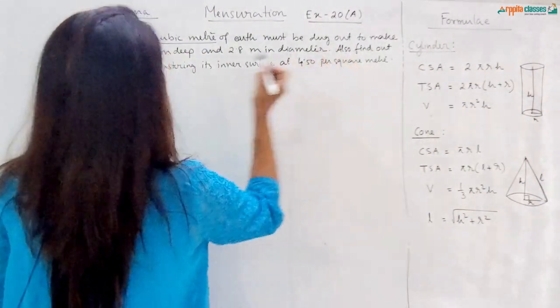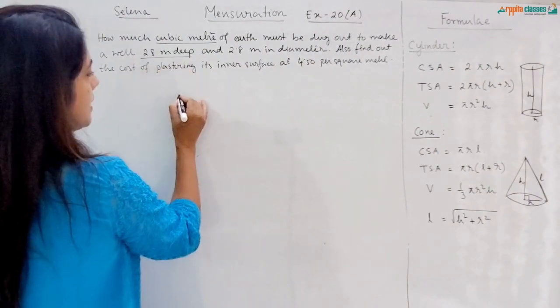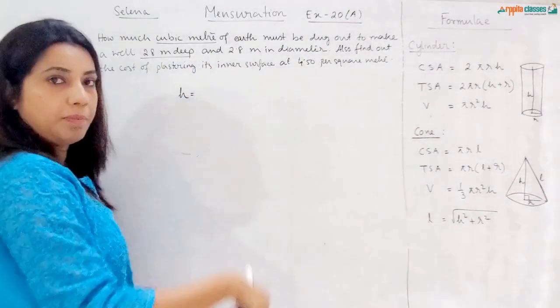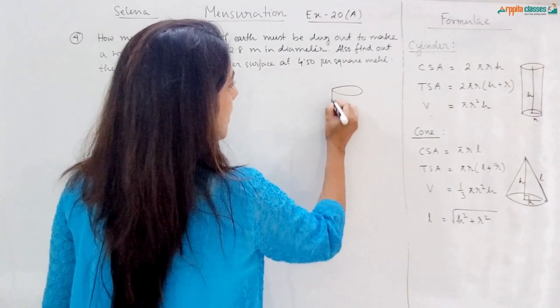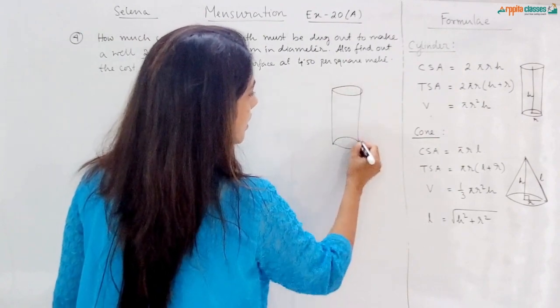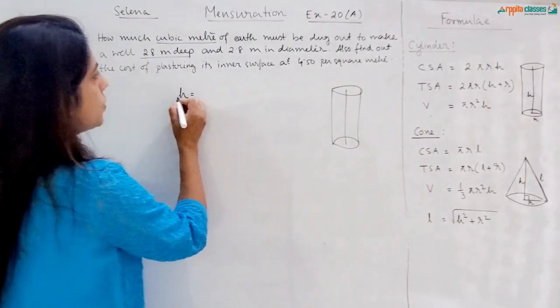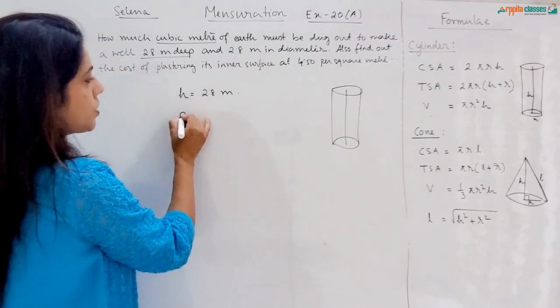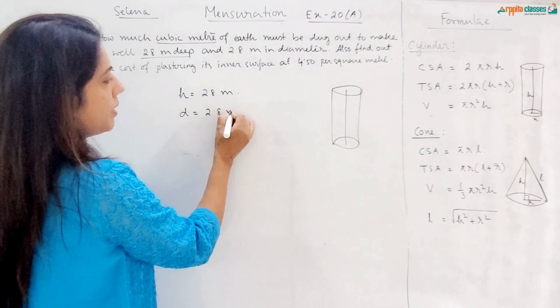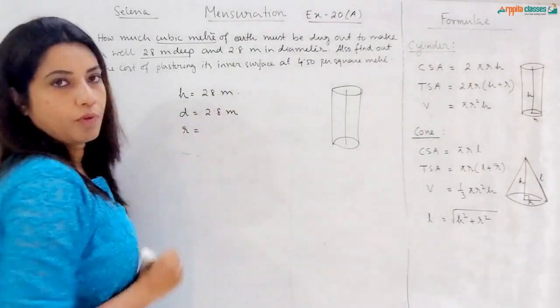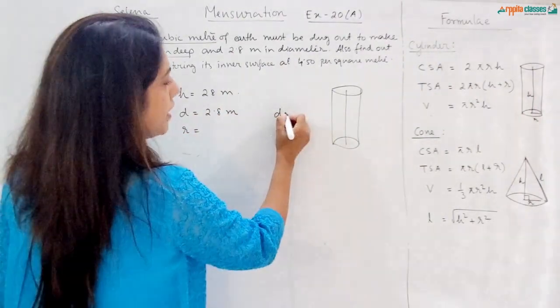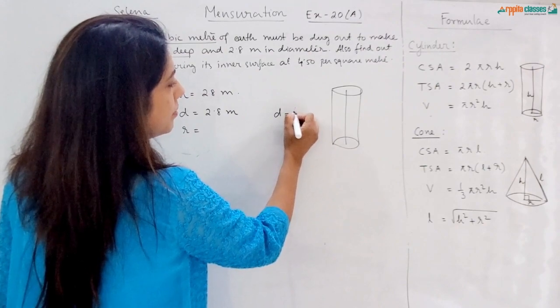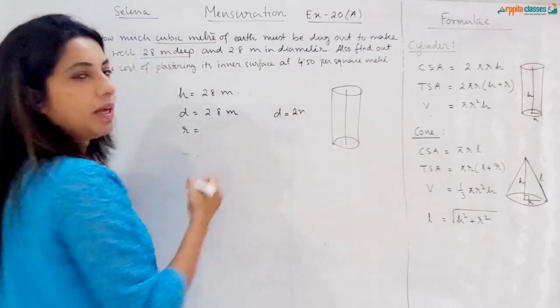What is given? The well is 28 meter deep, that is h here, the depth of the cylinder. So it will be like this. So depth of the cylinder here is the height of the cylinder. So 28 meter deep and 2.8 meter in diameter. So d is equal to 2.8 meter. So r will be half of d, because we know d is twice of r. So r will be half of d.